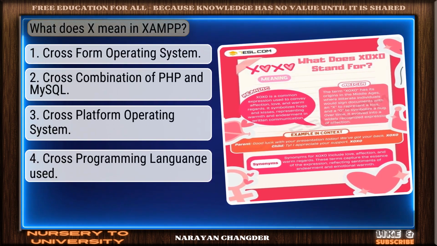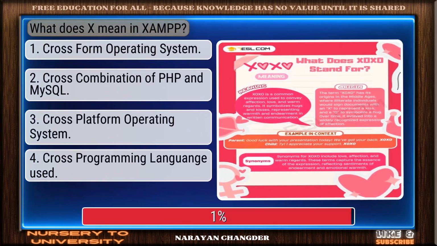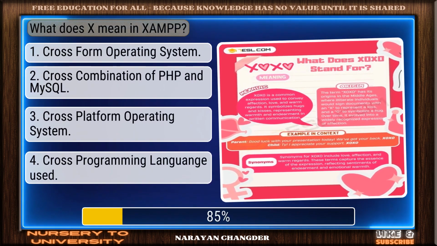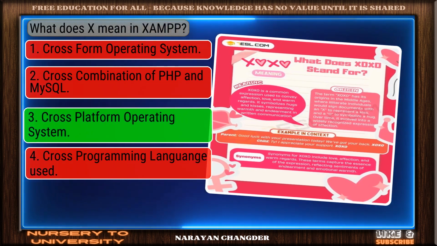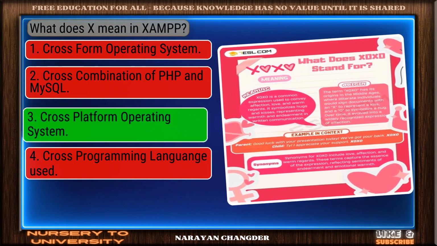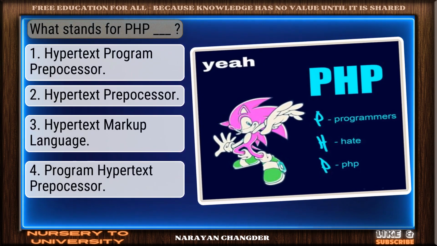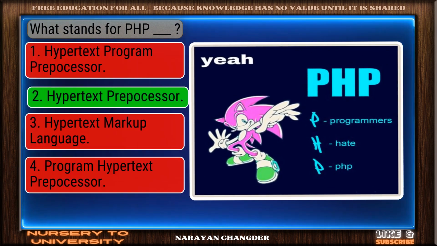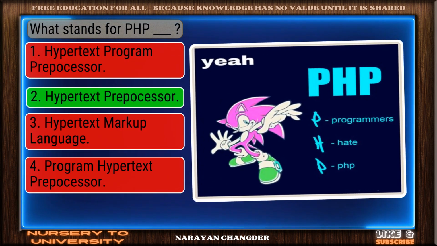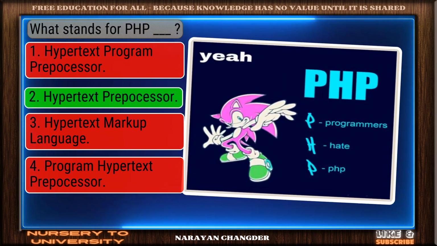Question number 63. What does X mean in XAMPP? Valid point. Cross-platform operating system is true. Question number 64. What stands for PHP? Well reasoned. Hypertext Preprocessor is the correct choice.